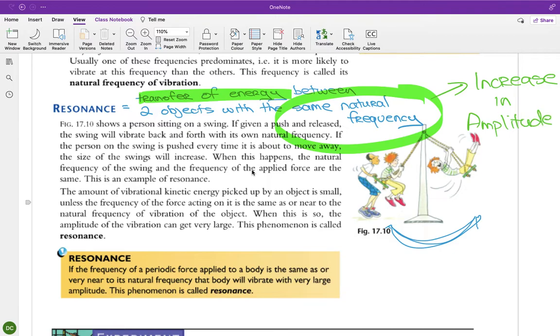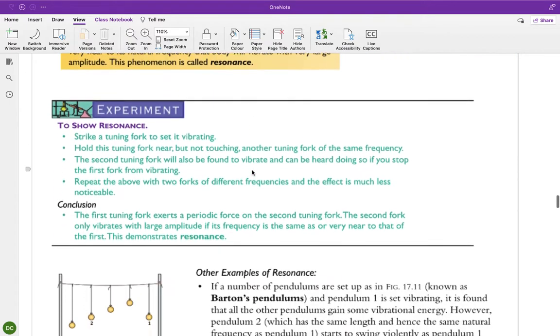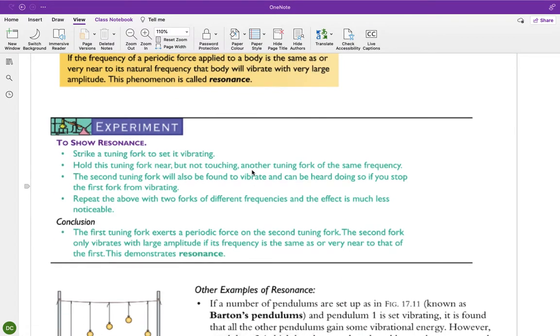So by matching the frequency of your push to their swing, which means every time they do a full swing, you do a push, if you can get that to match, what's happening is resonance, and resonance is where you get an increase in the amplitude. Okay? There's an experiment that goes with this, just a little silly experiment.